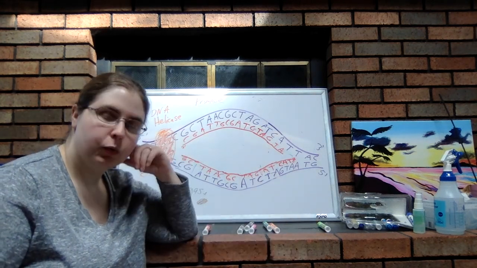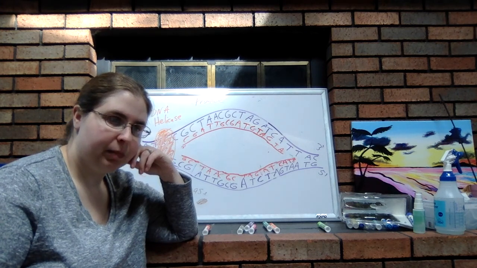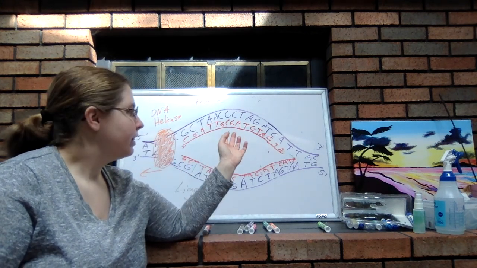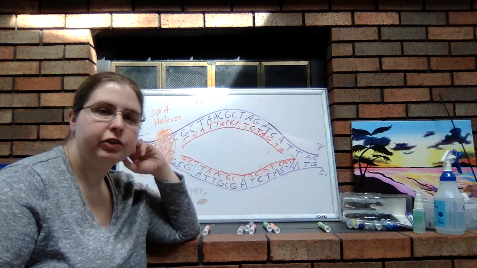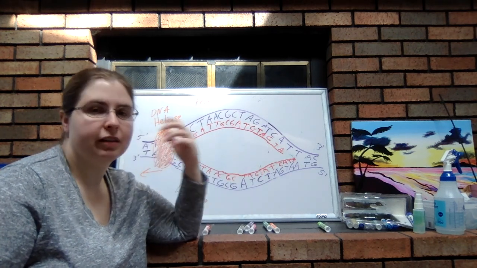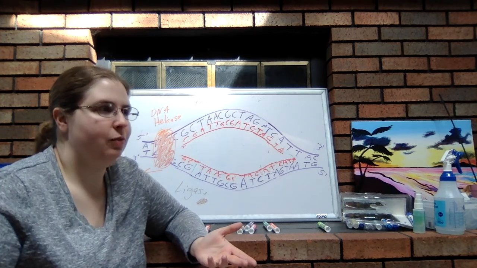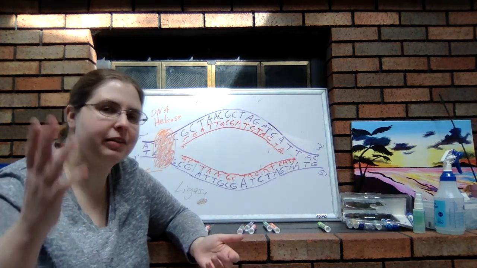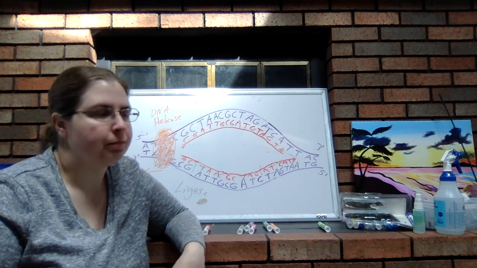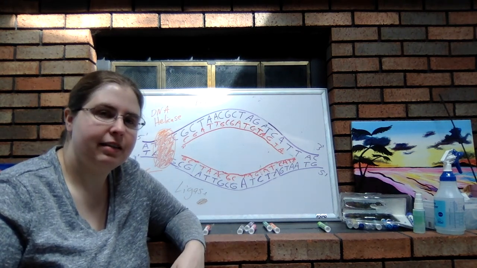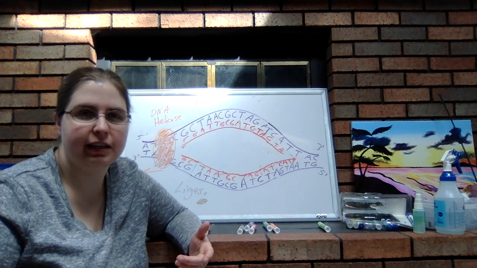Now, something I do want you to keep in mind is this is not going on at just one single place. Our genome is too big. The eukaryotic genome is too big. It cannot just start at one place and go all the way through. It can in prokaryotes, bacteria, but not in eukaryotic DNA.